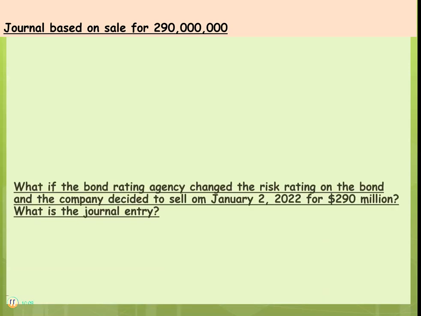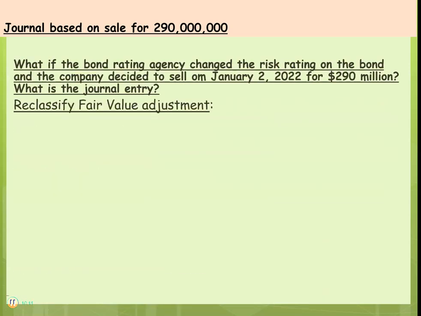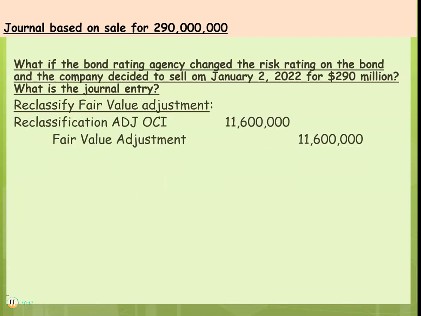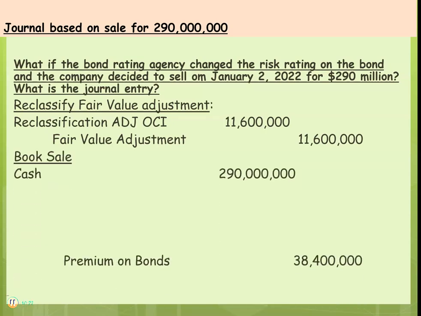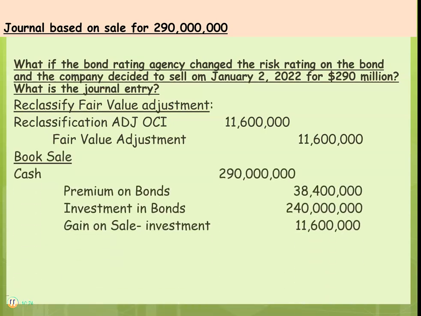Now when you actually sell it, what you have to do first is reclassify the fair value adjustment, which means you've got to take it off the books. Then what you're going to do when you actually sell it, that is when you're going to recognize the gain on sale of investment. So for held to maturity and available for sale, you're not really recognizing the gain on the income statement until you actually sell it. And that ends this presentation.